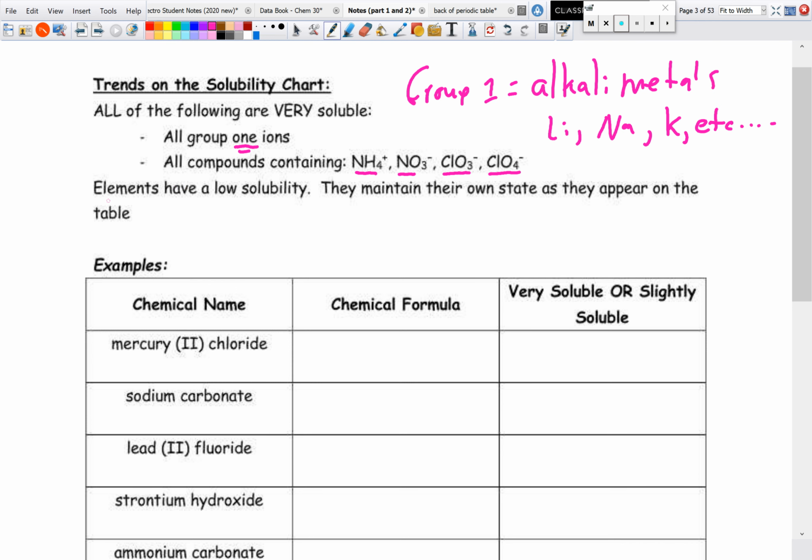Now, if you see an element, low solubility, and it's going to maintain its own state of matter. All right, so for example, mercury is a liquid, it's going to stay as mercury liquid. Copper is a solid, it stays as copper solid.